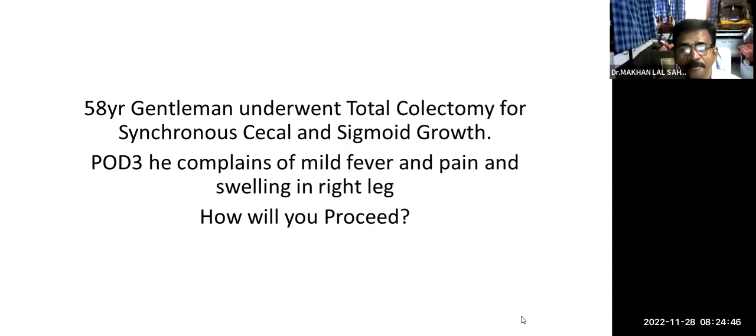Okay. So now you have a suspicion of deep vein thrombosis in the patient. What are the other classic features of deep vein thrombosis apart from pain and fever?